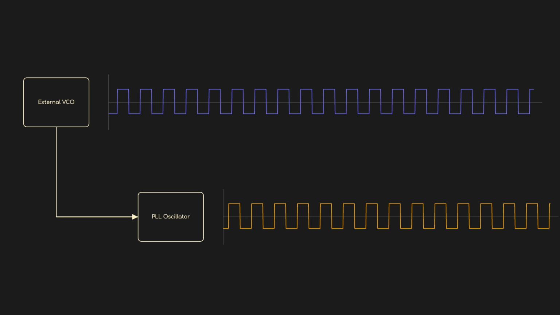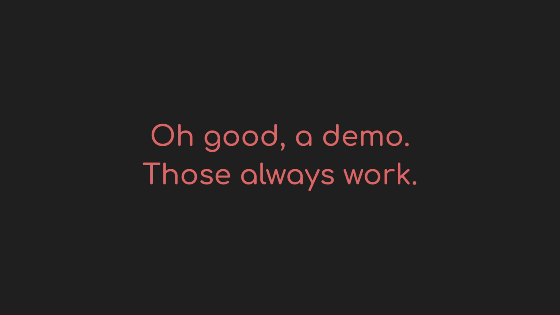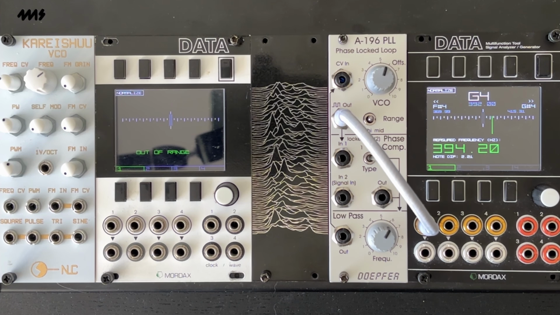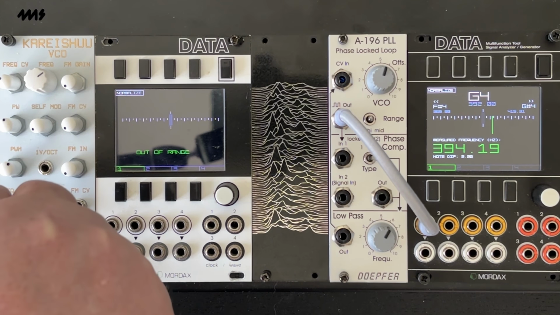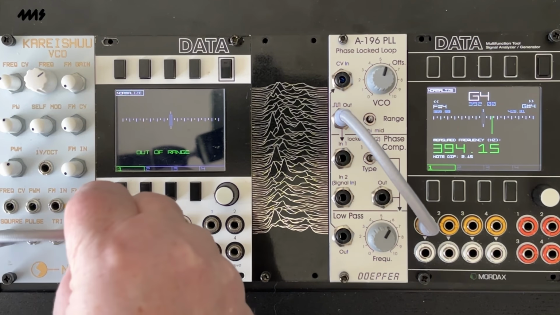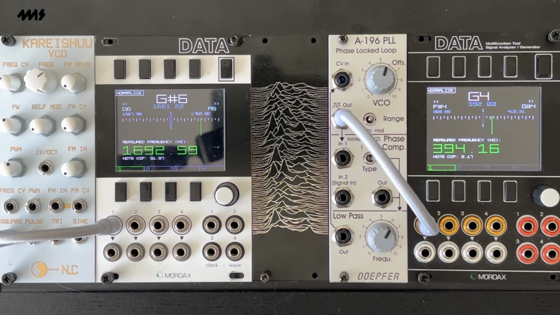A quick demo is going to really help bring that idea home. I have the PLL here, and I'm taking the internal oscillator output and running it to the Mordax. You can see that it's running around 390 Hz. Then I've got the Nonlinear Circuits Kirishou, the oscillator here doing its own thing. You can see that it's running much faster.